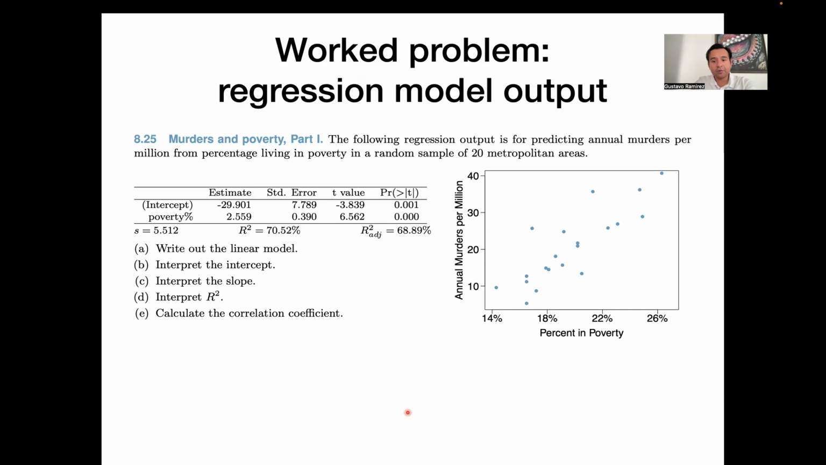Anyway, what we want to do now is write out the linear model. Just kind of jumping ahead, of course, we've got to interpret the intercept, so talk about what that intercept means as it is written there. We've got to interpret the slope. What does that slope also mean? And then interpret R squared, and finally calculate the correlation coefficient. So let's go ahead and jump right in here.